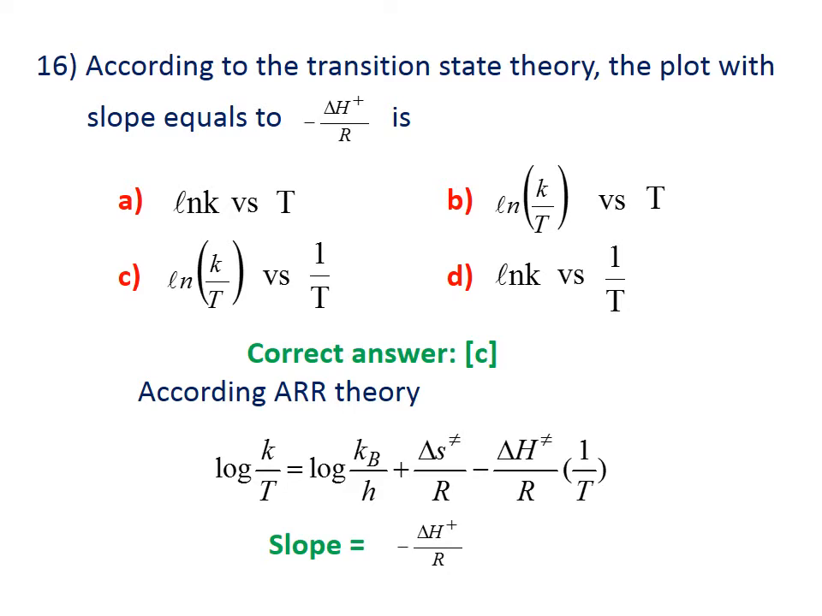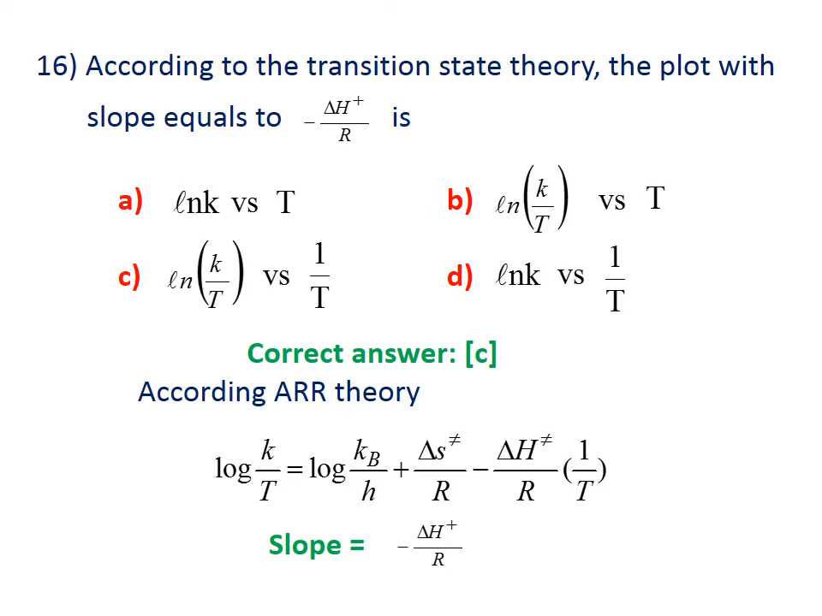You rearrange this equation, you will get log of K by T will be equal to log of k by h plus delta S double dagger by R minus delta H double dagger by R into 1 by T. And here you have the equation of a straight line, where y is log K by T, and x is 1 by T. We are going to plot a graph between log K by T versus 1 by T, and you get a straight line with a negative slope. Here minus delta H double dagger by R.